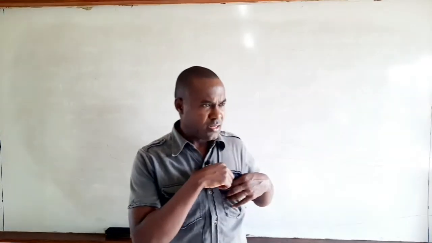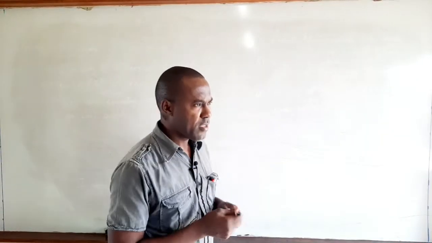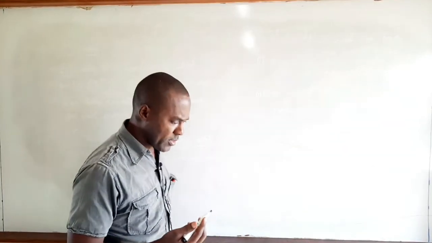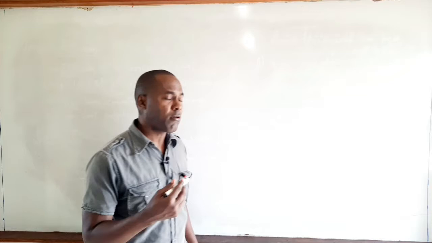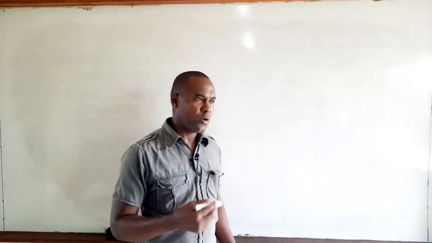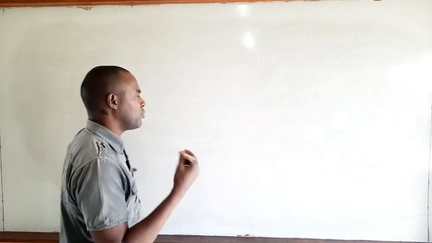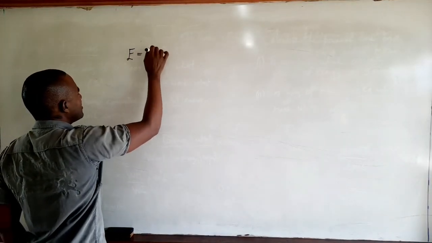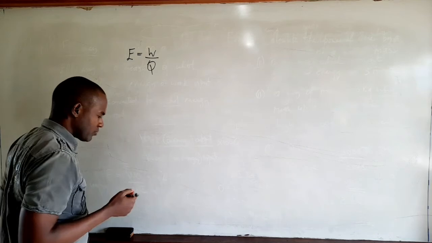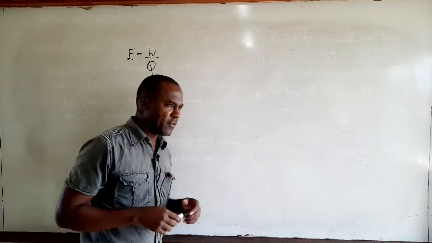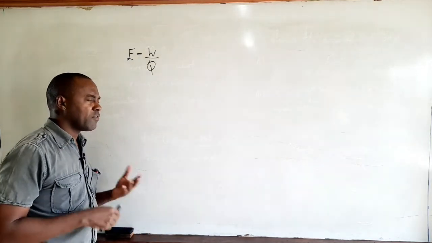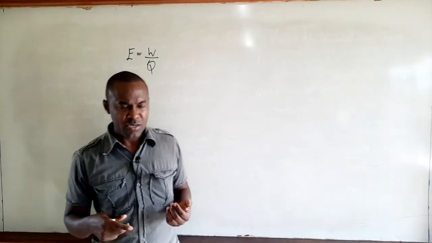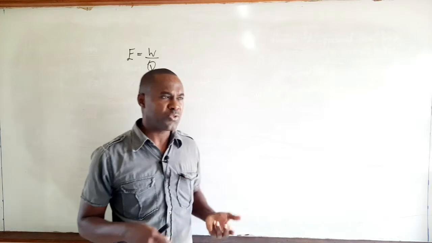So looking at sources and EMF, if a certain amount of energy, say W, is converted from other forms to electrical energy when a quantity Q of charge flows through those devices, then the EMF E of the device is given as W over Q. So the EMF of the device is a measure of how much energy is converted from other forms of energy to electrical energy per coulomb of charge which flows through the device.